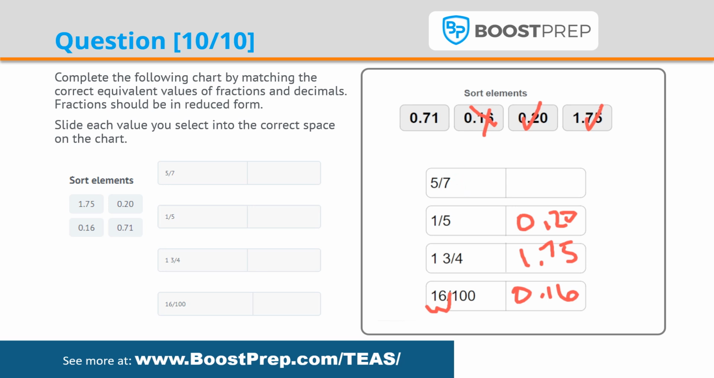And the final answer we know just by elimination is the 0.71, but we could also divide 7 into 5 to get the 0.71 answer. So we know that that is 0.71, and therefore we know all the answers.